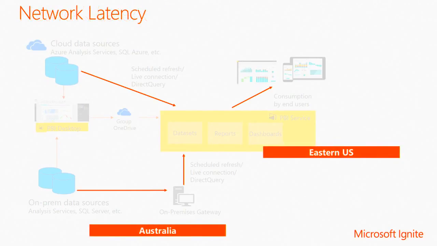So this is an example of where this could be problematic. Suppose your Power BI service is hosted in the eastern US, but your on-premises gateway and your data sources are in Australia, right? So every time a client goes and connects to the Power BI service, the Power BI service is going to be making calls to Australia, and it's going to be taking those round trips, which can end up taking a lot of time, right?